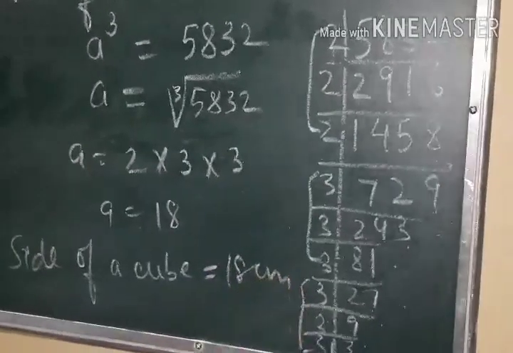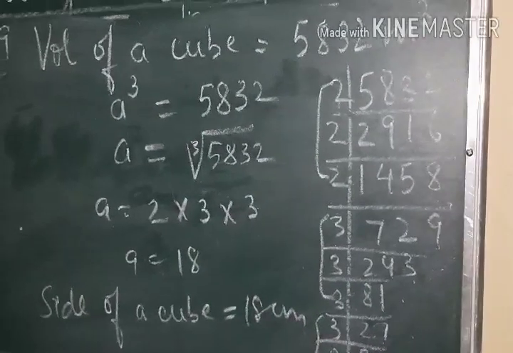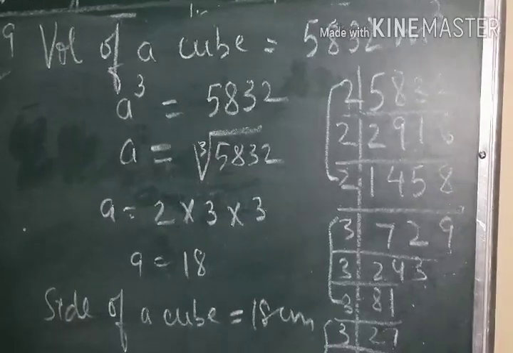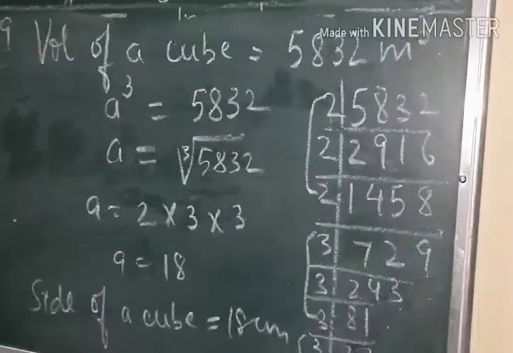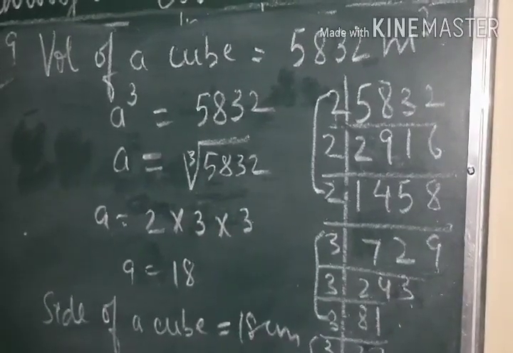Right? Again I am repeating. The volume of a cube was given. It is 5832. Now as the volume of a cube is there in the question, you should know the formula of the volume of a cube, which is side cube. So we can write it as A cube. So A cube is equal to 5832.